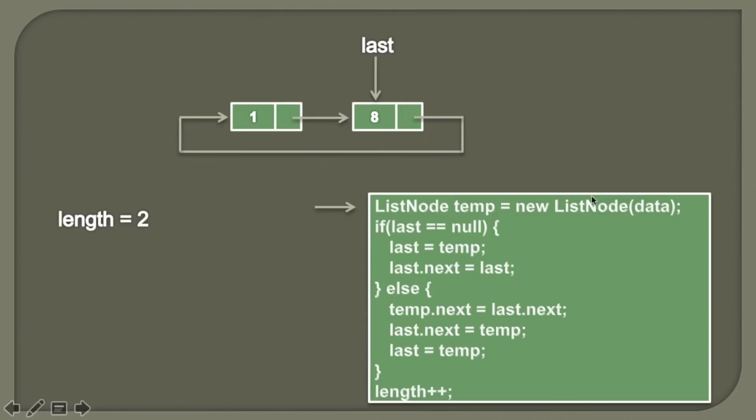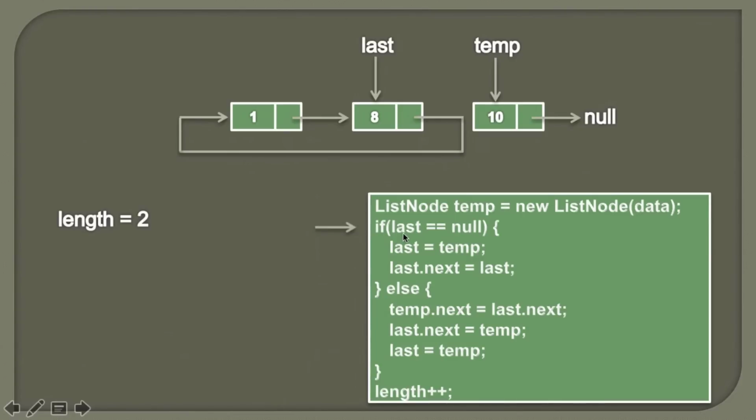So in the first step we'll simply create a list node and we'll refer to it by the temporary variable. So here you can see we have simply created a temporary node having data as 10 and whose next is pointing to null. And now we want to insert this node at the end of the circular singly linked list. So let's see the demonstration of this algorithm step by step.